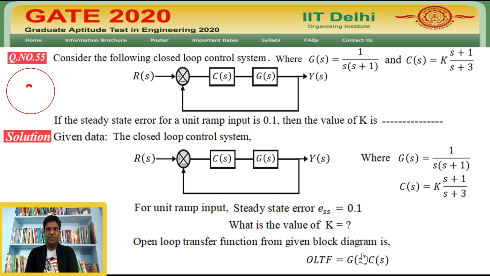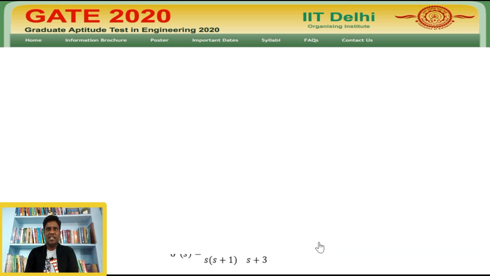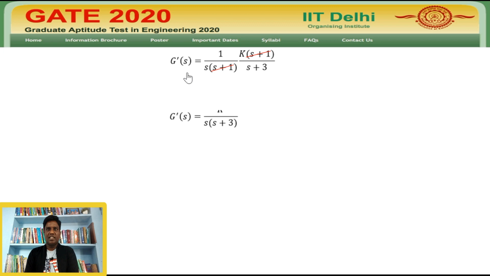Then substitute the G(s), C(s) terms from the given data of the question, and also consider the open loop transfer function, the OLTF, as G'(s). After substitution, the equation will be G'(s) equal to 1 divided by s into (s plus 1), into K into (s plus 1) divided by (s plus 3). In this equation, the numerator and denominator terms of (s plus 1) will get cancelled to each other. After that, the equation will be G'(s) equal to K divided by s into (s plus 3).